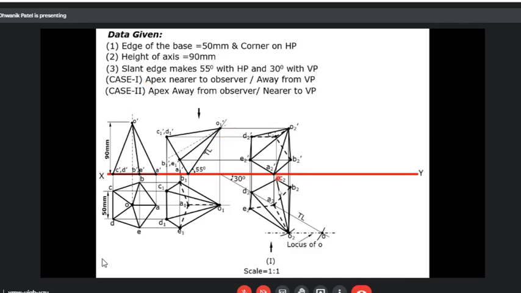Okay. So case number 1 is complete here. Right, now here you will solve case number 2. Apex away from the observer. So what will you do here? You will draw a 30 degree inclination line right to left. Okay, and the apex point should be nearer to the XY line.